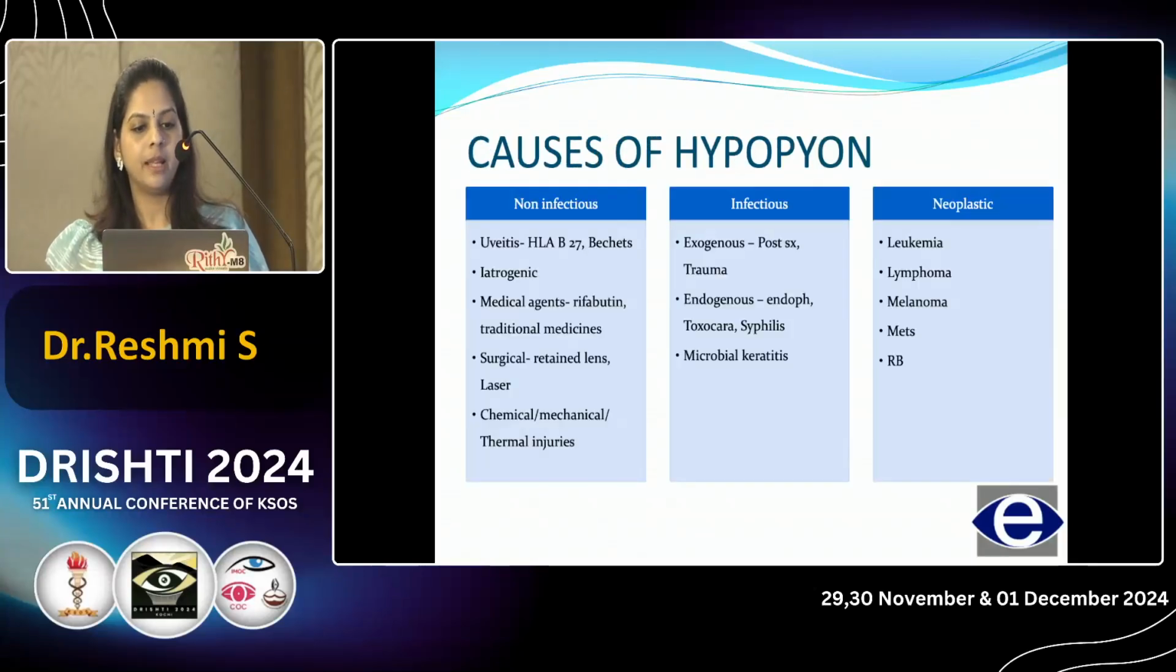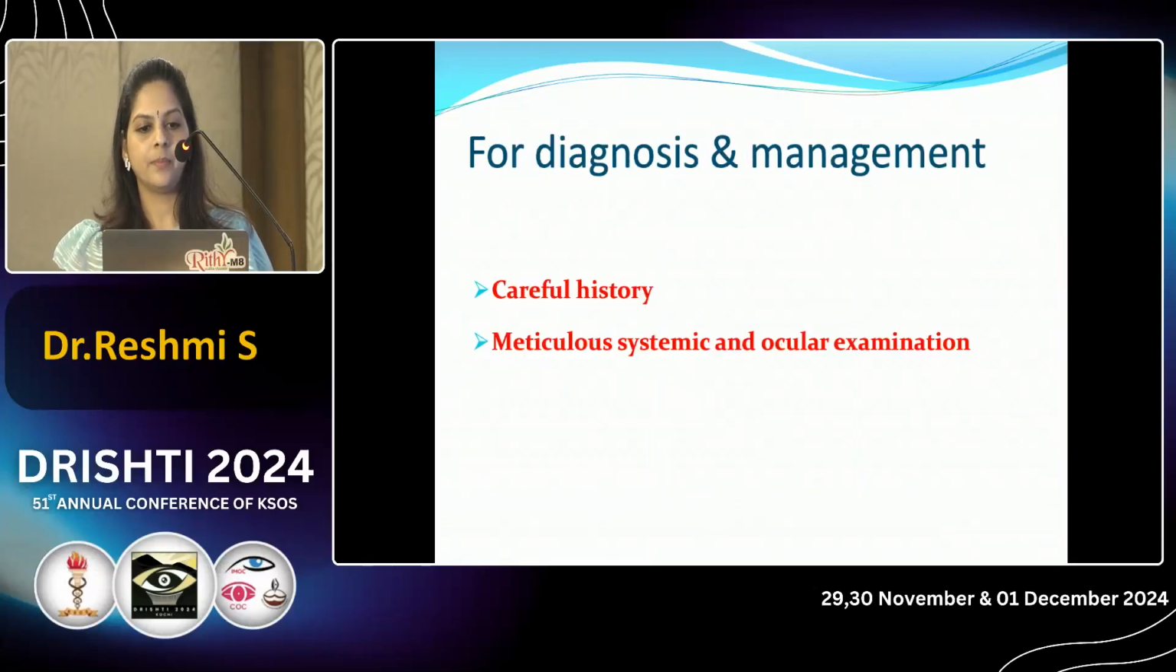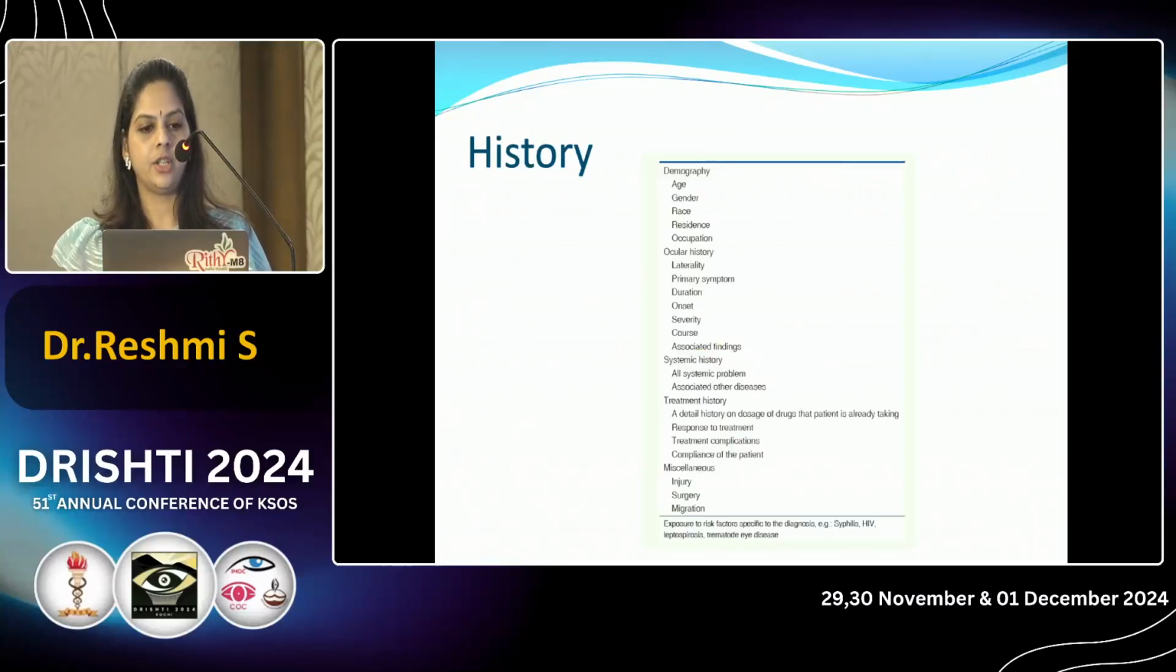The causes can be many. Non-infectious include uveitis like HLA-B27 and Behçet's, iatrogenic conditions, medical agents like rifabutin, surgical causes, chemical and mechanical injuries. Infectious conditions include exogenous and endogenous infection, and sometimes neoplasms like leukemia, lymphoma, melanoma, etc. So, for the diagnosis and management, we need a careful history taking followed by a meticulous systemic and ocular examination.